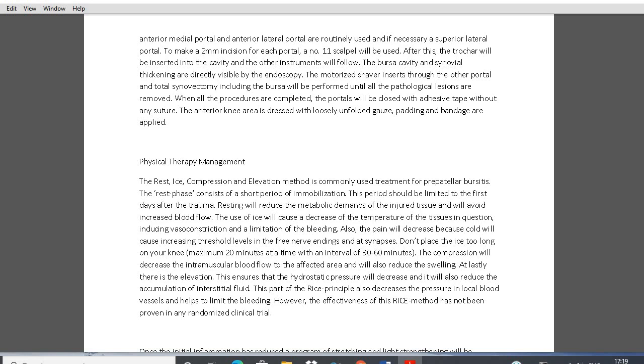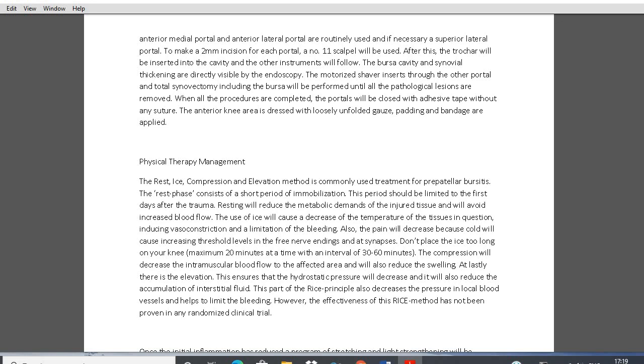In PT management, the RICE protocol is commonly used for pre-patellar bursitis. The rest phase consists of a short period of immobilization. This period should be limited to the first days after a trauma. Resting will reduce the metabolic demands of the injured tissue and will avoid increased blood flow.